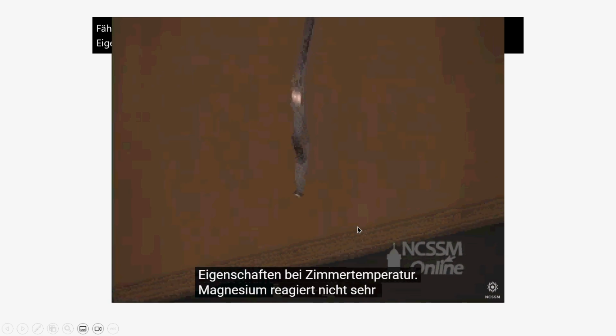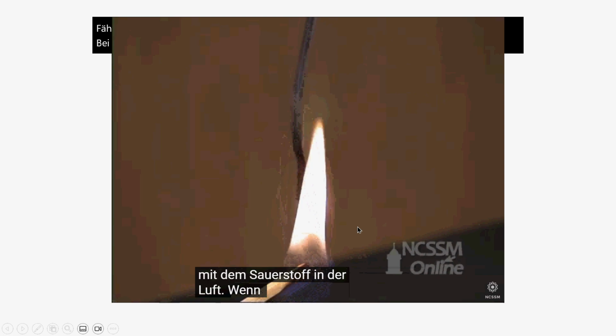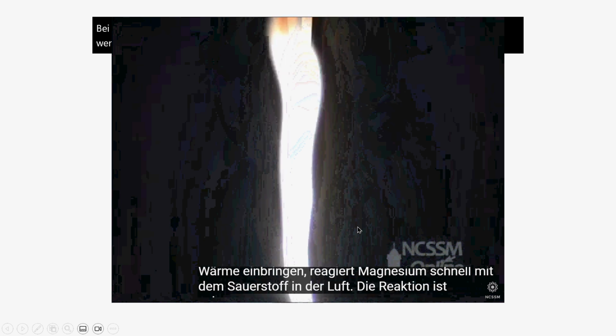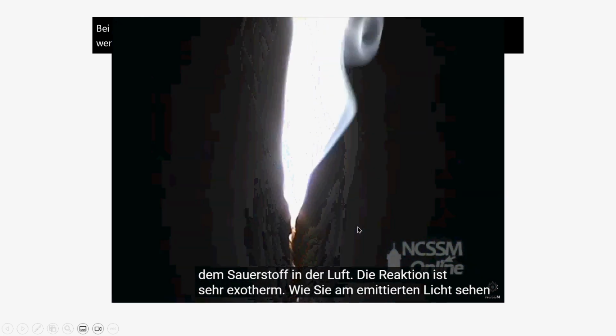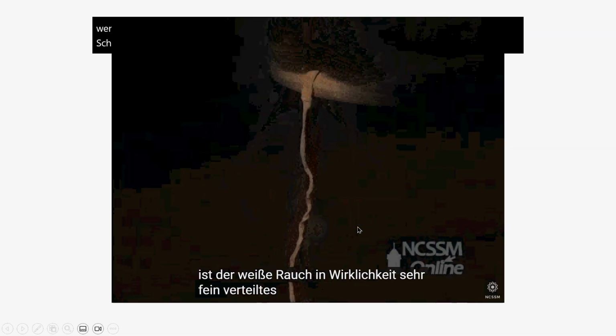At room temperature, the magnesium does not react very rapidly with the oxygen in the air. If we bring in a little bit of heat, the magnesium rapidly reacts with the oxygen in the air. The reaction is very exothermic, as you can see from the light emitted. The white smoke is actually very finely divided magnesium oxide.